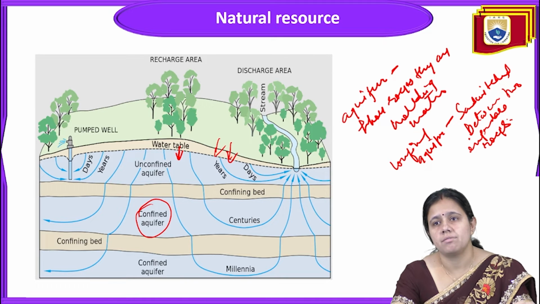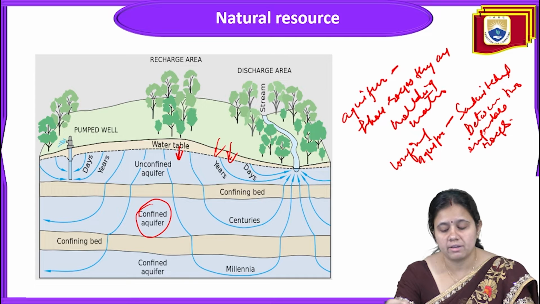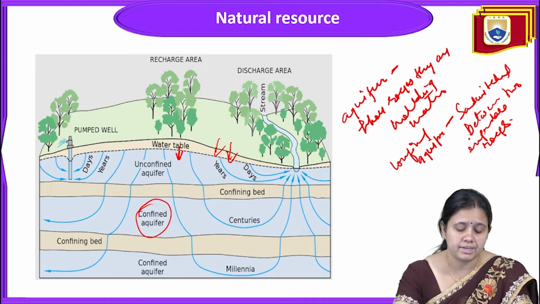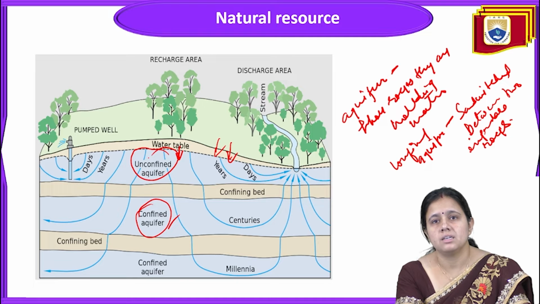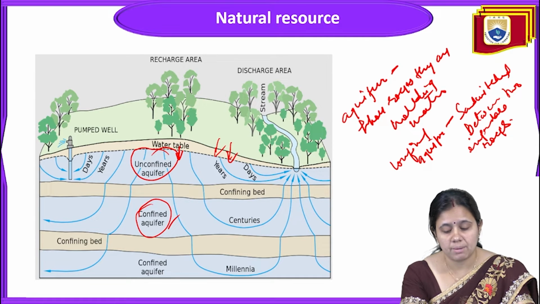That's why this confined aquifer is there. A confined aquifer is present between two confining beds, so it is not possible to take groundwater from a confined aquifer. Only an unconfined aquifer will provide you groundwater. And here you can see that a pump is there, and this water is coming from streams.